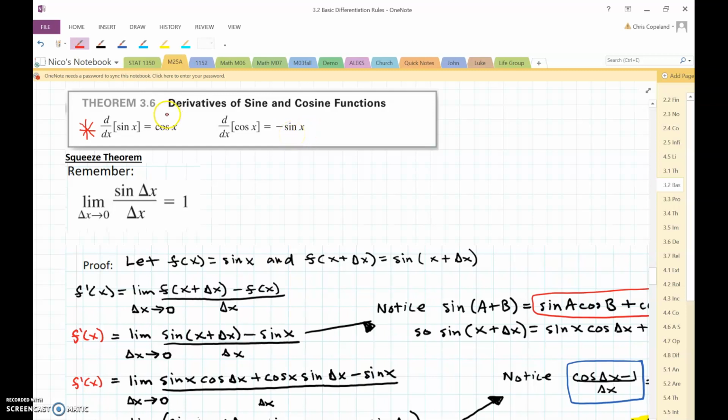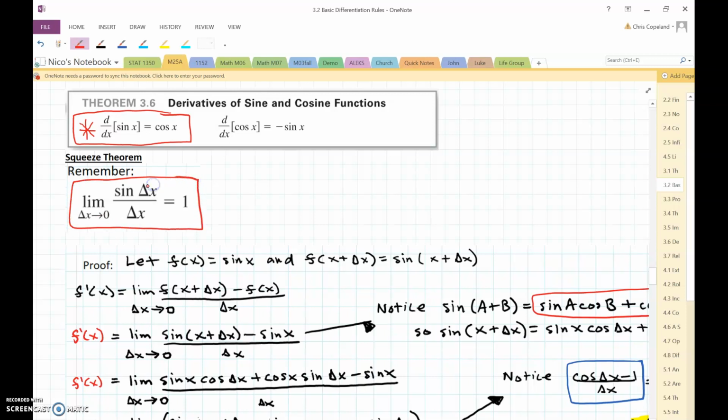So we're going to go through the proof of this derivative, and the derivative of cosine of x would be very similar to the other one. This would be a proof that you could definitely expect to see on the next test, so make sure that this makes sense to you. Okay, this proof, we are going to use the Squeeze Theorem.